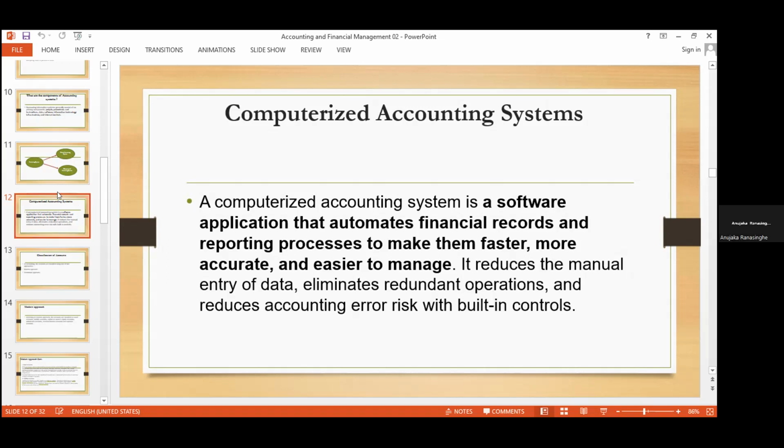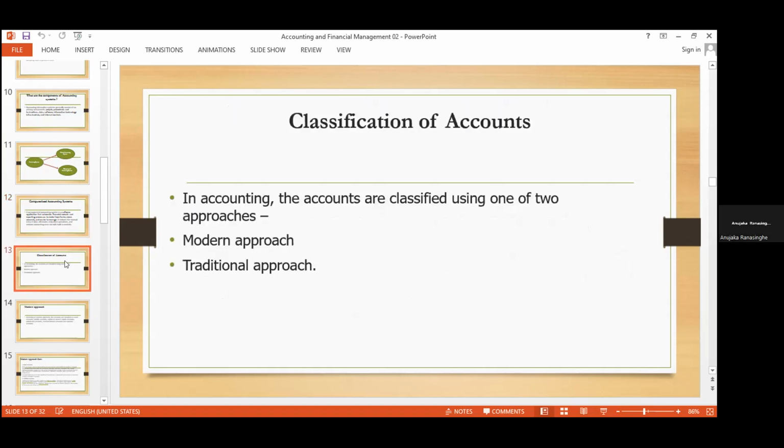Is there another part of the classification of accounts? We can divide the classification of accounts into modern approach and traditional approach. Some differences are here. They use different accounting systems, different accounts, separate accounts. In accounting, the accounts are classified using one of two approaches, modern approach and traditional approach.